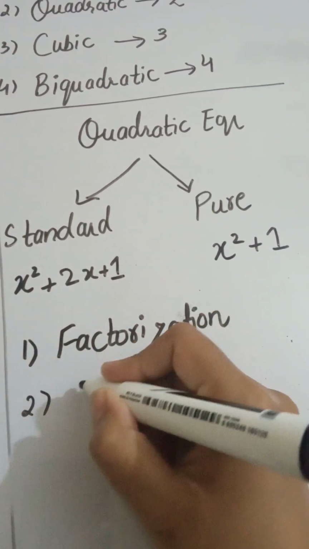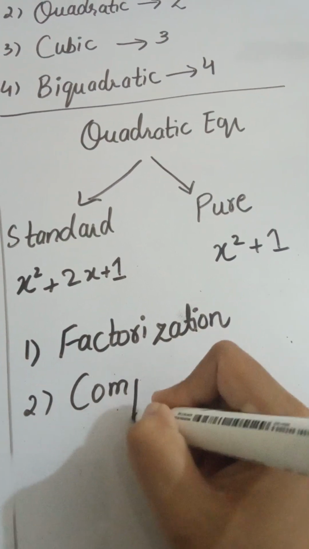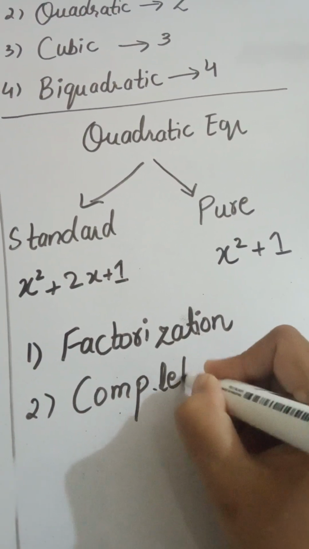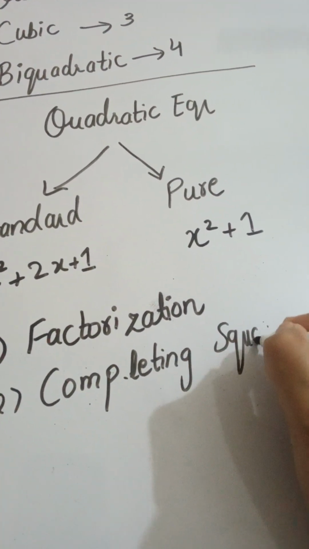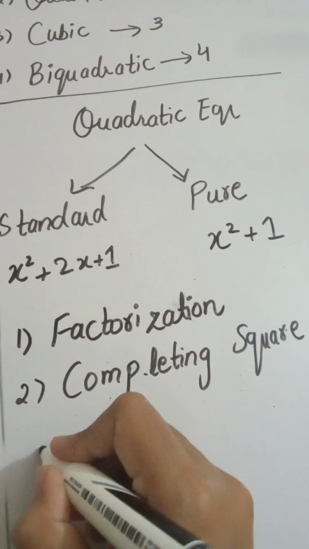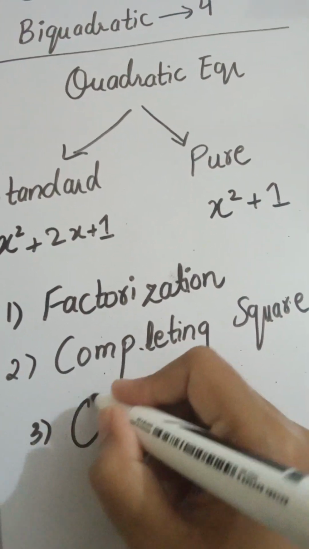Factorization, completing square method, and last one, quadratic formula.